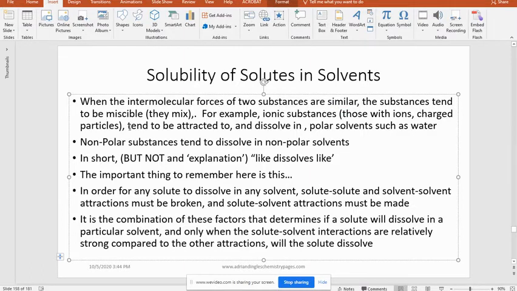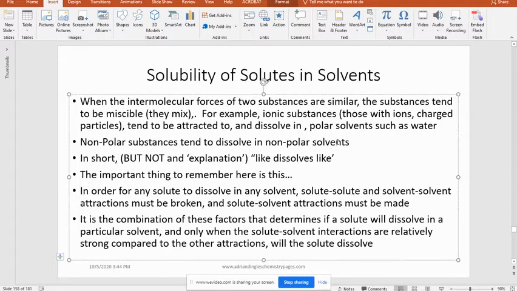Ionic substances with polar substances will mix together because their charges will be attracted. Nonpolar substances dissolve in nonpolar substances because they don't have any of those charges holding things together or allowing them to mix. Do not use "like dissolves like." You cannot use that on the test. They will mark it wrong. You have to explain it in terms of polarity.